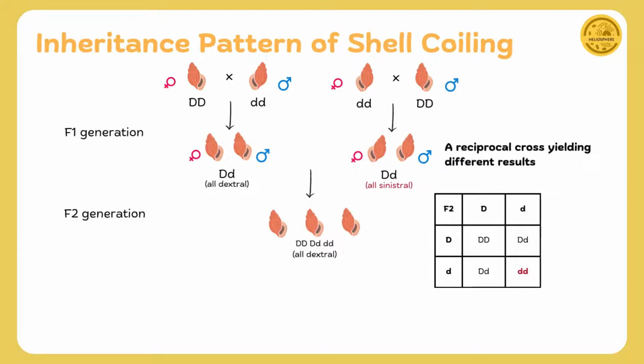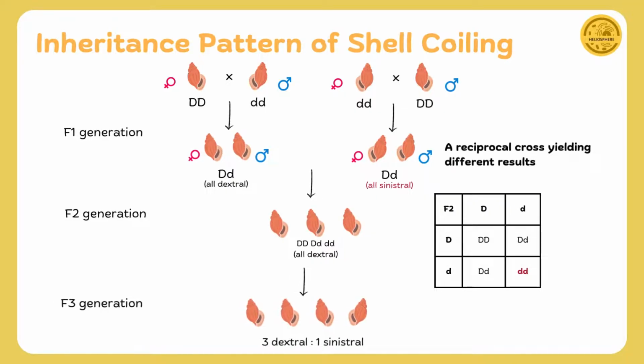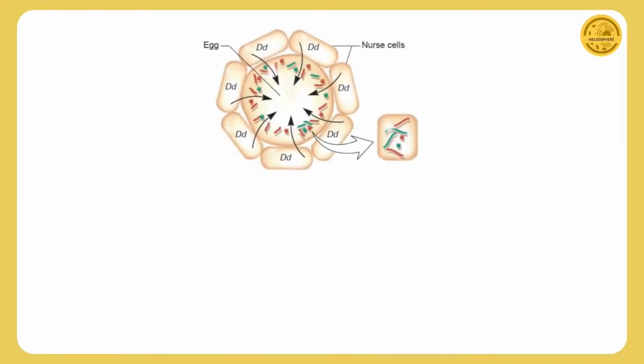Now, when these F2 females are crossed with males of any genotype, their F3 offspring finally reveal the expected 3-to-1 ratio of right-coilers to left-coilers. This delay in segregation further proves that a snail's coiling pattern is determined by the genotype of its mother, not its own genes. A snail shell coiling direction isn't determined by its own genes, but by its mother's genotype, a phenomenon known as the maternal effect.